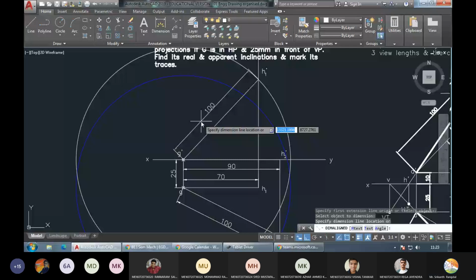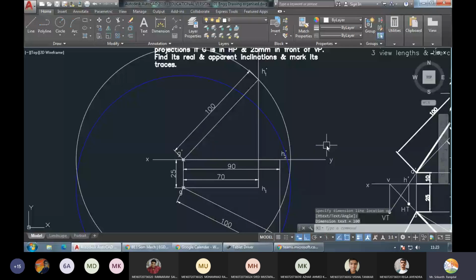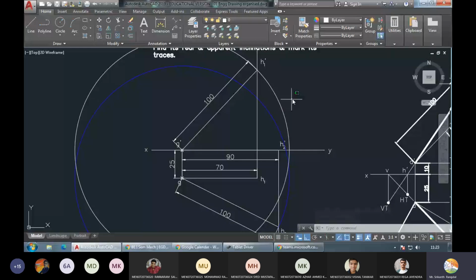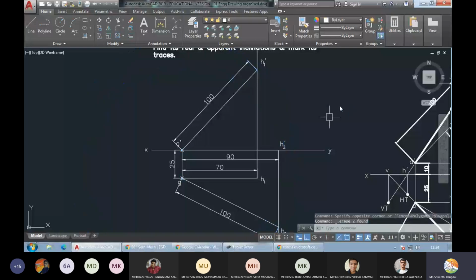So this we got. Now the work of these two circles is over. We don't need these circles again, so let us delete them. Now we got the true length in front view and we got the true length in top view.